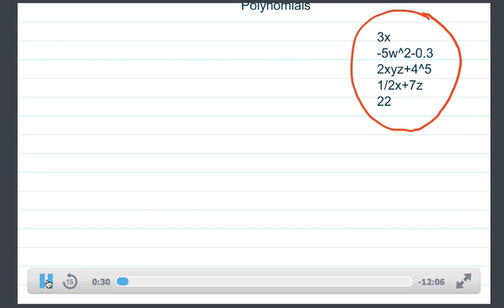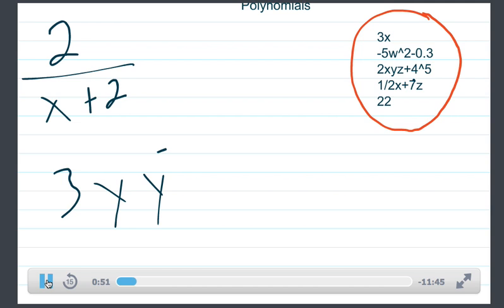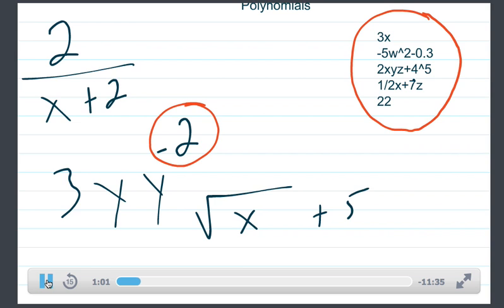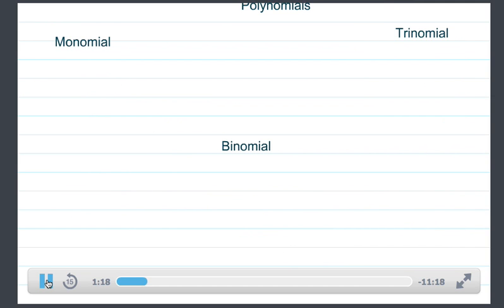So now that you know what a polynomial term looks like, I'll show you what a few non-polynomial terms look like. For example, 2 over x plus 2 is not a polynomial because variables are not allowed in the denominators. 3xy to the negative 2 power is not a polynomial because the exponent is a negative 2. The square root of x plus 5 is not a polynomial because the square root of x can also be translated to x to the half power. And this is not a polynomial because it has an exponent on it.